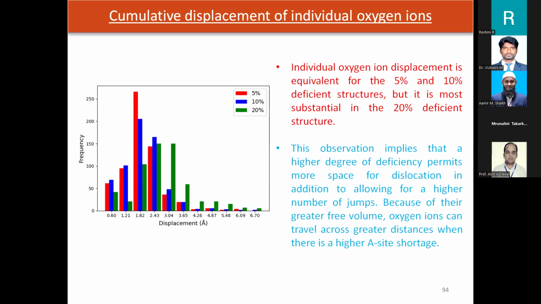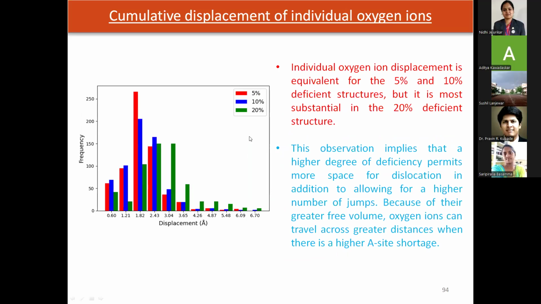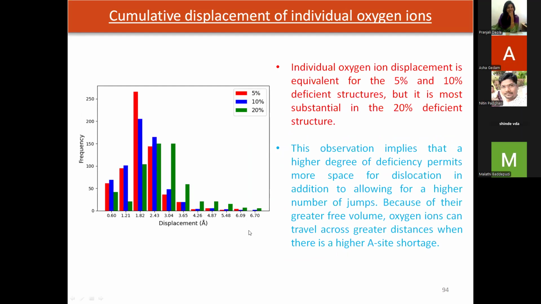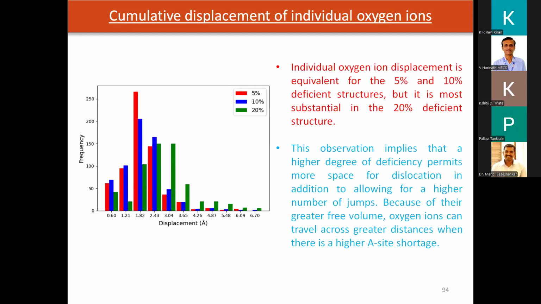So almost we are at the end. And again, that's the cumulative displacement of individual oxygen ions. So the observation implies that with a higher degree of vacancy, more space is available for motion. And so again, if you look at this particular graph, for 20%, the displacement rates are much higher, while for the 5%, the displacements are smaller because there are fewer vacant sites available.